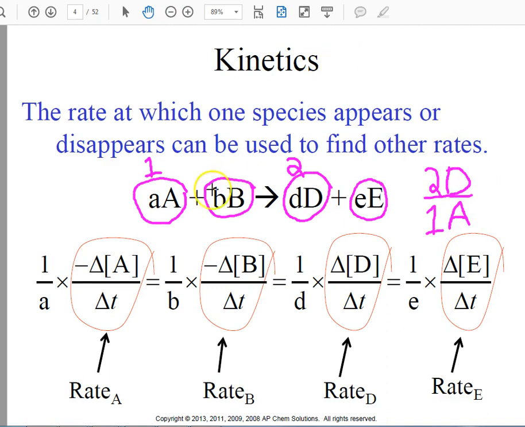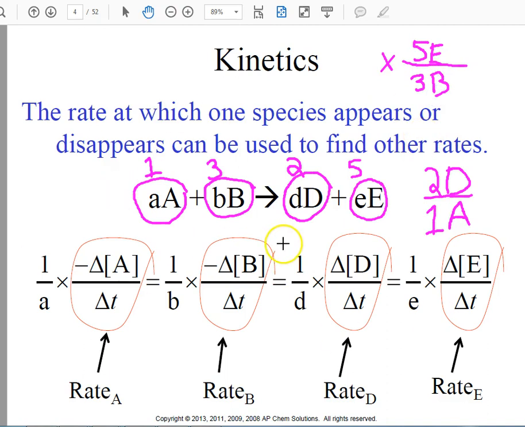If you know the rate for B, let's say B has a coefficient of 3 and E has a coefficient of 5, and you want to find the rate for E, well, you'll just use the ratio. There's going to be 5 E's made for every 3 B's that are lost.